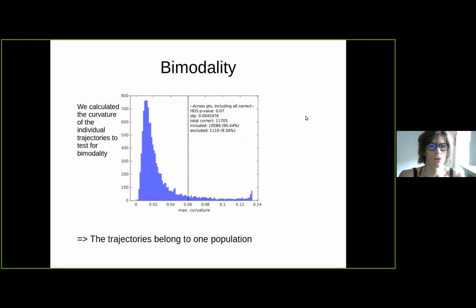So what we did next was we tested for bimodality in our trajectory populations, because we wanted to make sure whether or not our effect was actually just an artifact of some very highly curved deviating trajectories and other trajectories that are pretty much straight. So we calculated the maximal curvature and then tested for bimodality. And as we can see here, we have a population that is pretty much unimodal. So we can conclude that our trajectories actually all belong to one population, and that's a good thing. So the effect does not come from some highly curved trajectories and some very straight trajectories.